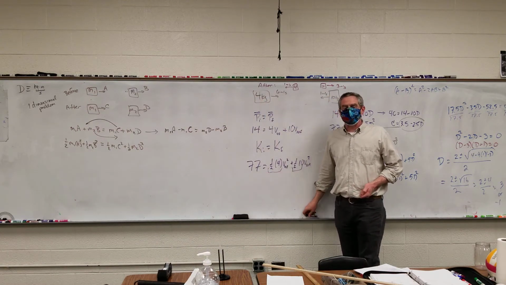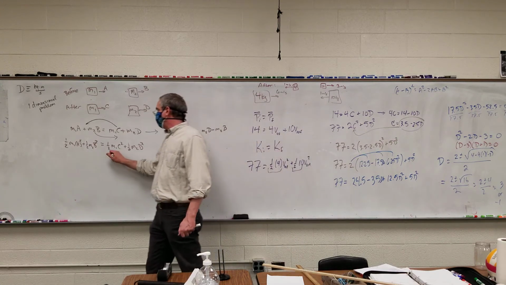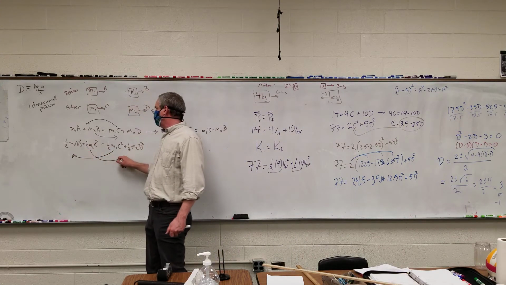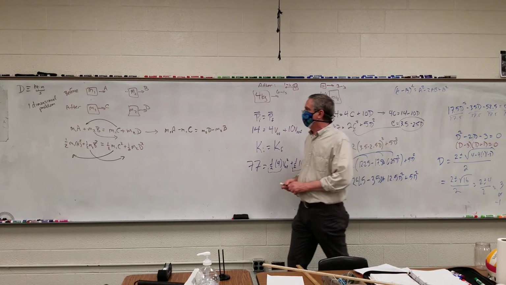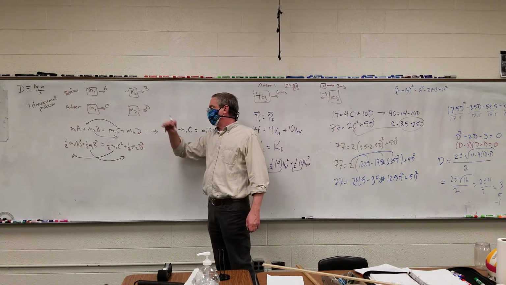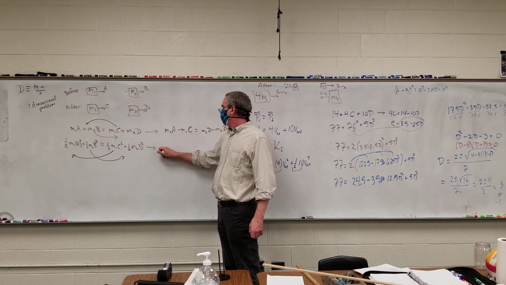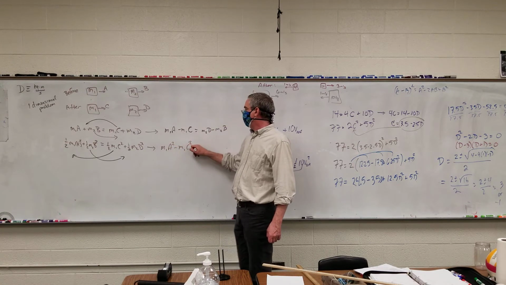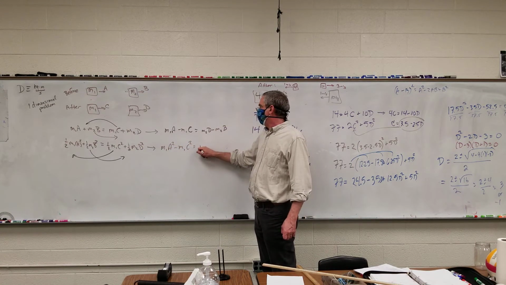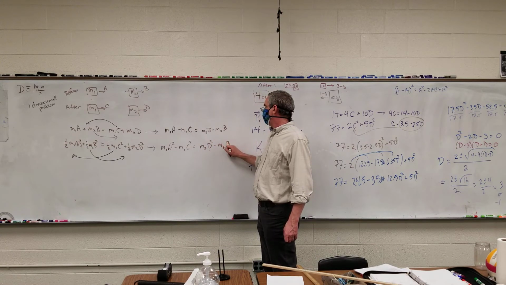I'm going to do the exact same thing for the kinetic energy equation. I'm going to take my M1 side, bring my M1s over here, and bring my M2s over to the right. And I'm going to multiply by 2, just to get rid of the 1/2. So this becomes m1a squared minus m1c squared is equal to m2d squared minus m2b squared.